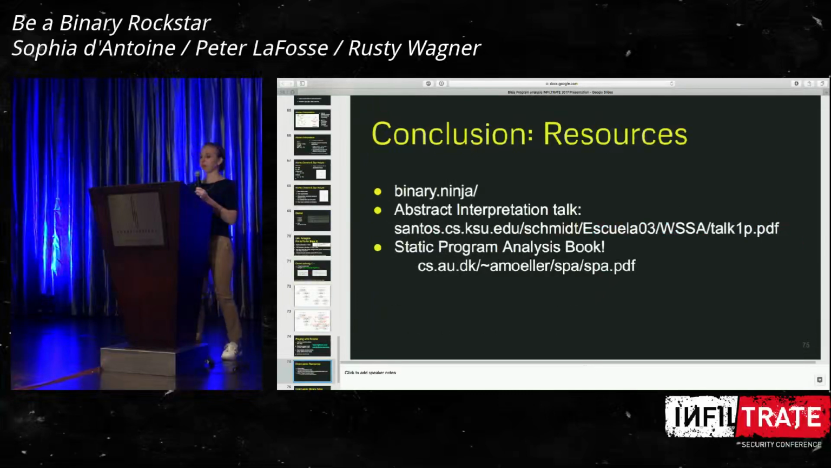In conclusion, Binary Ninja's website is a great resource, but I also loved this talk down here about abstract interpretation. I thought it was very clear and explained the topics very well if you're new to it. And the only static program analysis book I've ever seen is linked right here. I got my idea and a lot of the theory behind my sign analysis tool from this PDF. It's a great resource, and it's actually a fairly easy read compared to a lot of academic things I've read.